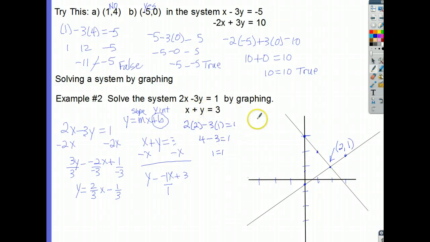Let's plug them into here. And is 2 plus 1 equal to 3? Does 3 equal 3? Yes, it does. Clearly, it makes both of these true, and it's the solution to the system. So the solution to this system of equations is (2, 1).